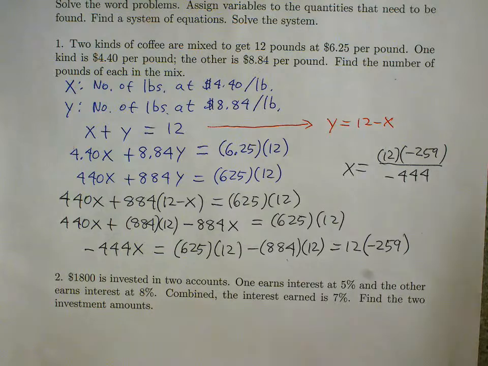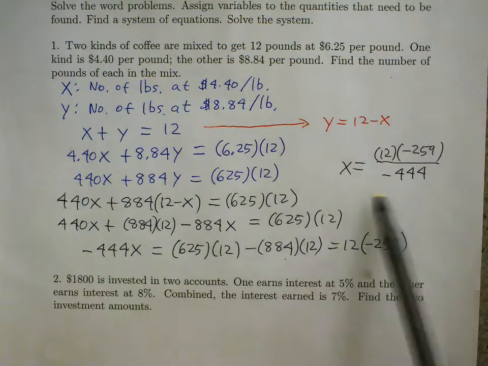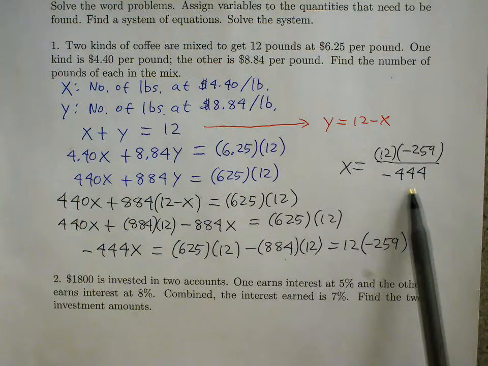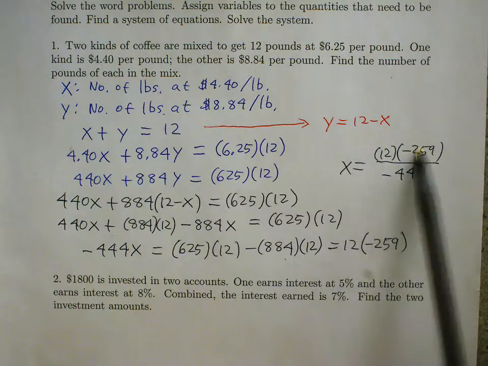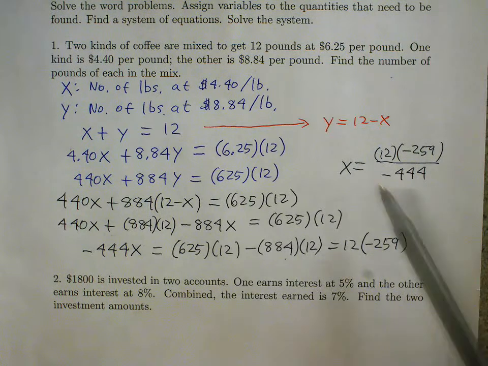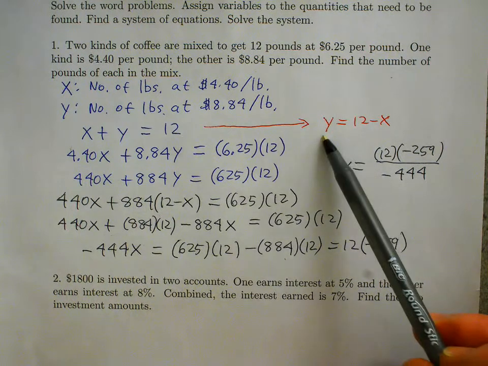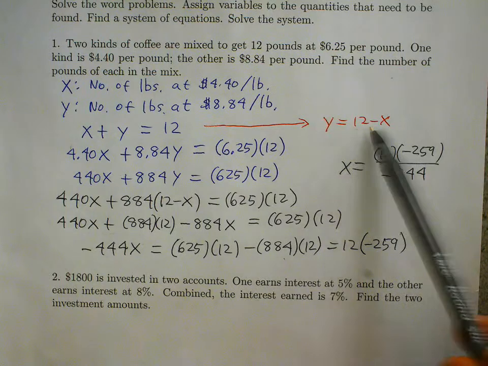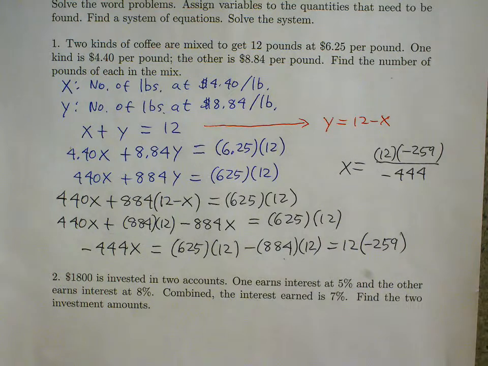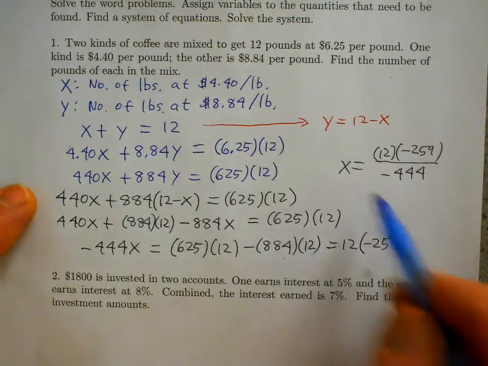Okay, so that's pretty manageable there. I'll leave the rest of that for you. A negative divided by a negative is positive. And then once you find x, finding y is simple because y is just 12 minus x. Okay, so let's move on to the next problem.